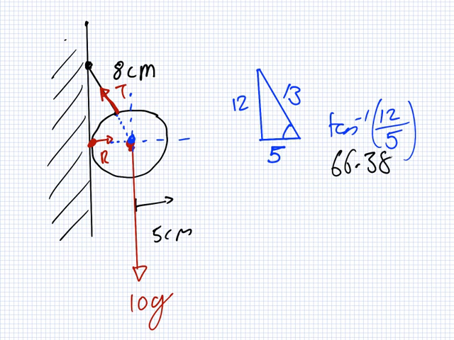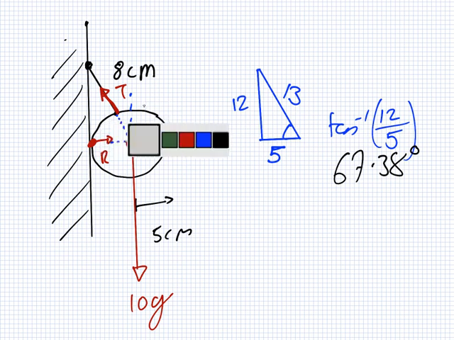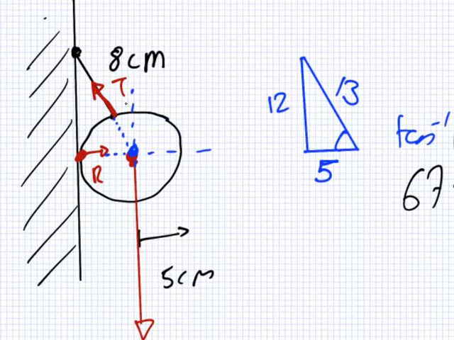67.38. 67. Oh, sorry. Okay. Now let's look at the T. The T has two components, doesn't it? So let me just zoom in here.